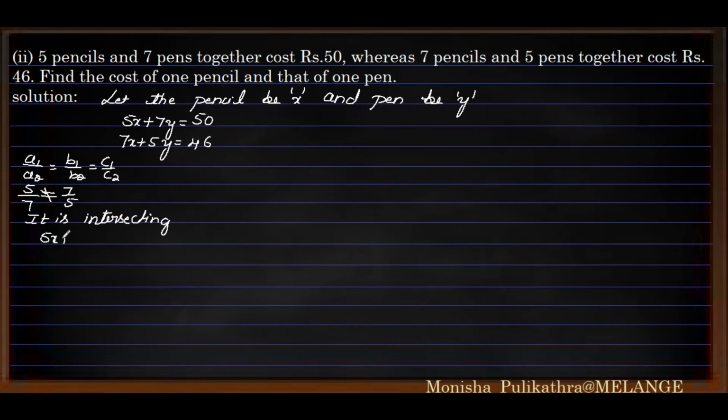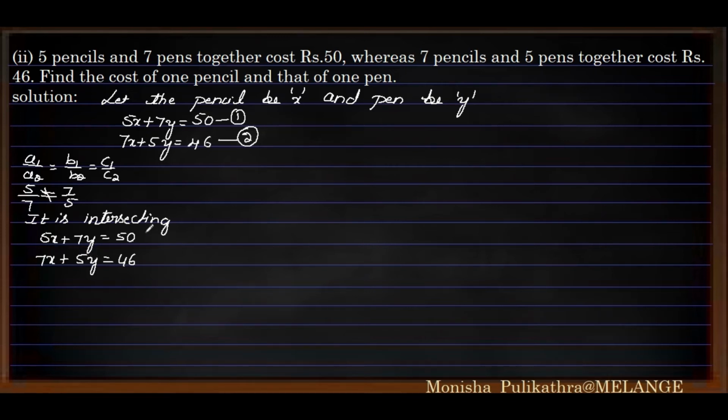So 5x plus 7y is equal to 50. So this is equation 1 and this is equation 2. 7x plus 5y is equal to 46. Here the coefficients of both x and y are not equal. If they are not equal, we have to make them equal so that if one cancels, we can find out the value of the other term.